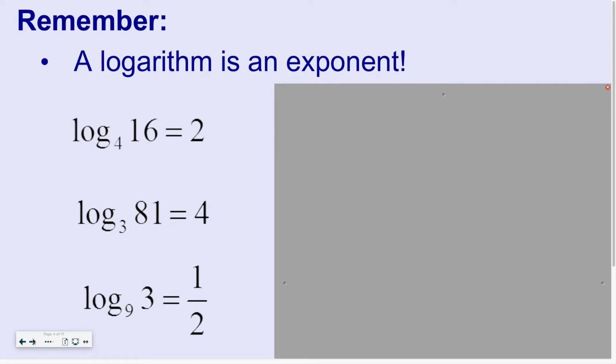Okay, so I have three statements up here. Log base 4 of 16 equals 2, log base 3 of 81 equals 4, and log base 9 of 3 equals 1/2. I like to look at these logarithmic statements that are already written out and use them to help me comprehend what a log actually means. So can anybody rewrite the first equation in exponential form? Owen? 4 squared equals 16.